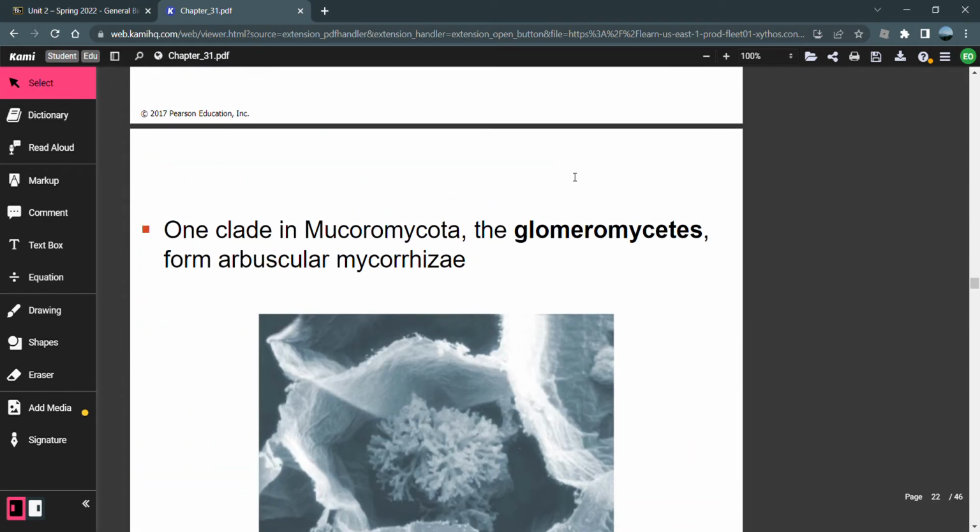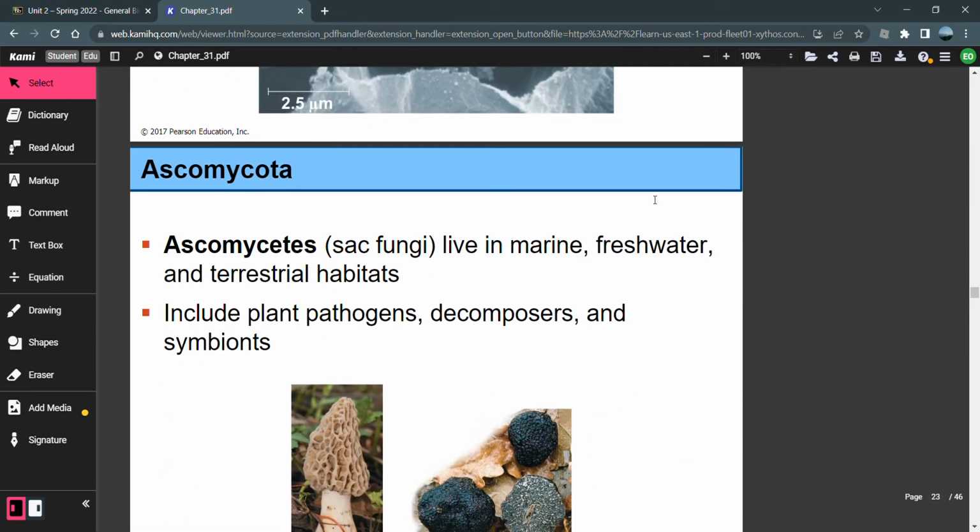80% of plants share a mycorrhizal relationship with glomeromycetes. Some random fact.